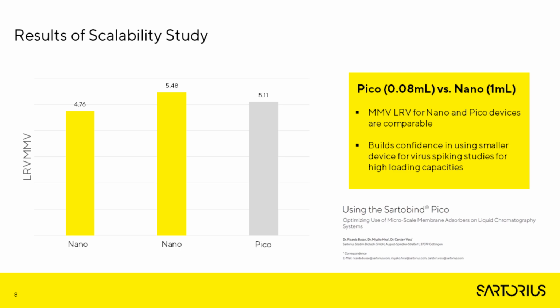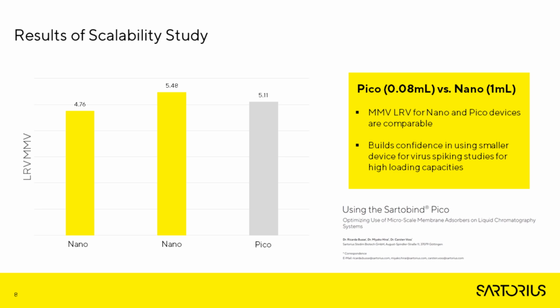Now, I did want to note that the Pico device does require careful handling and full compliance with the user's instructions, because due to its very small size, it's very important to fully wet the membrane, remove any air from the membrane, and protect the device from particles and or air bubbles entering the system. So failure to do so may result in pressure increases, and we have even noticed up to 90% decrease in binding capacity if the membrane is not fully wetted and air is not removed from the device.